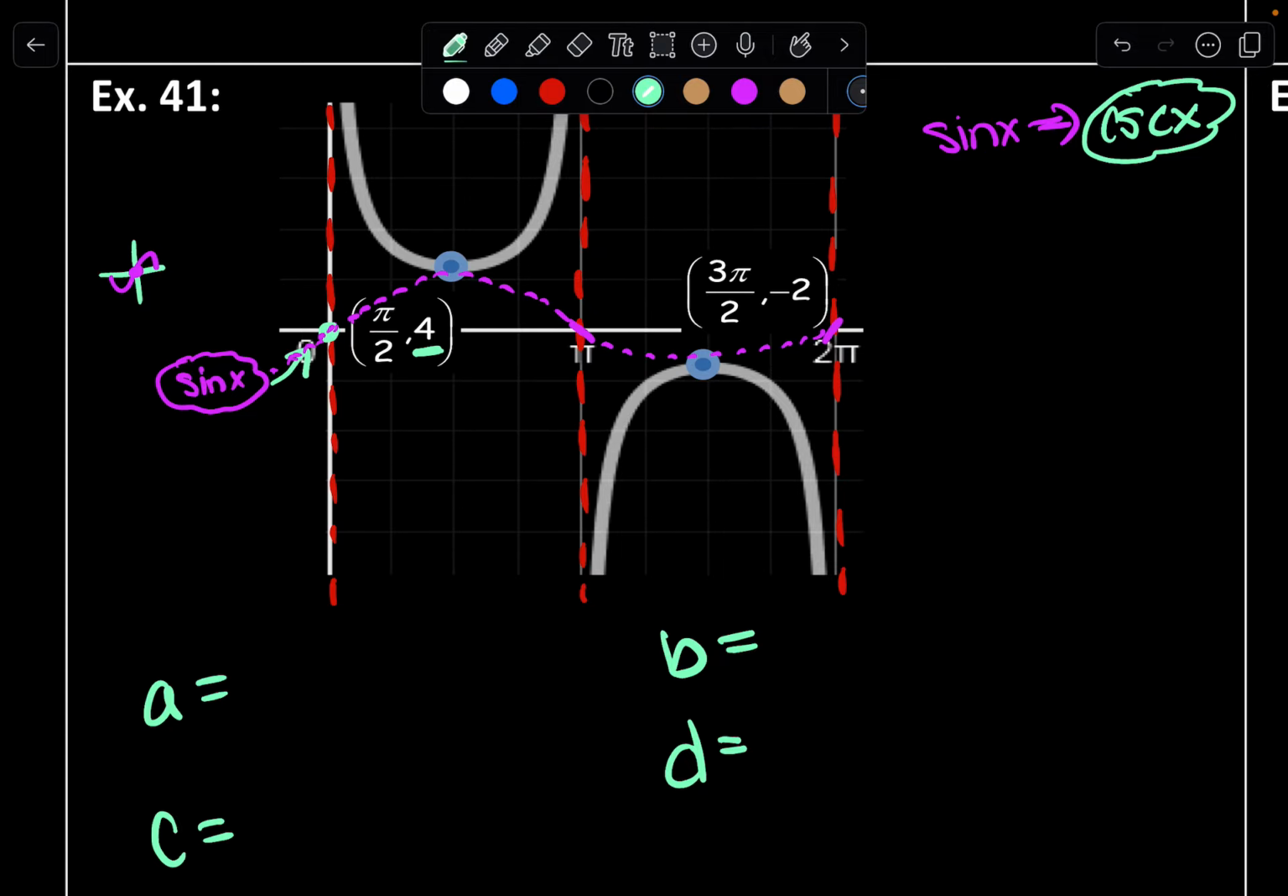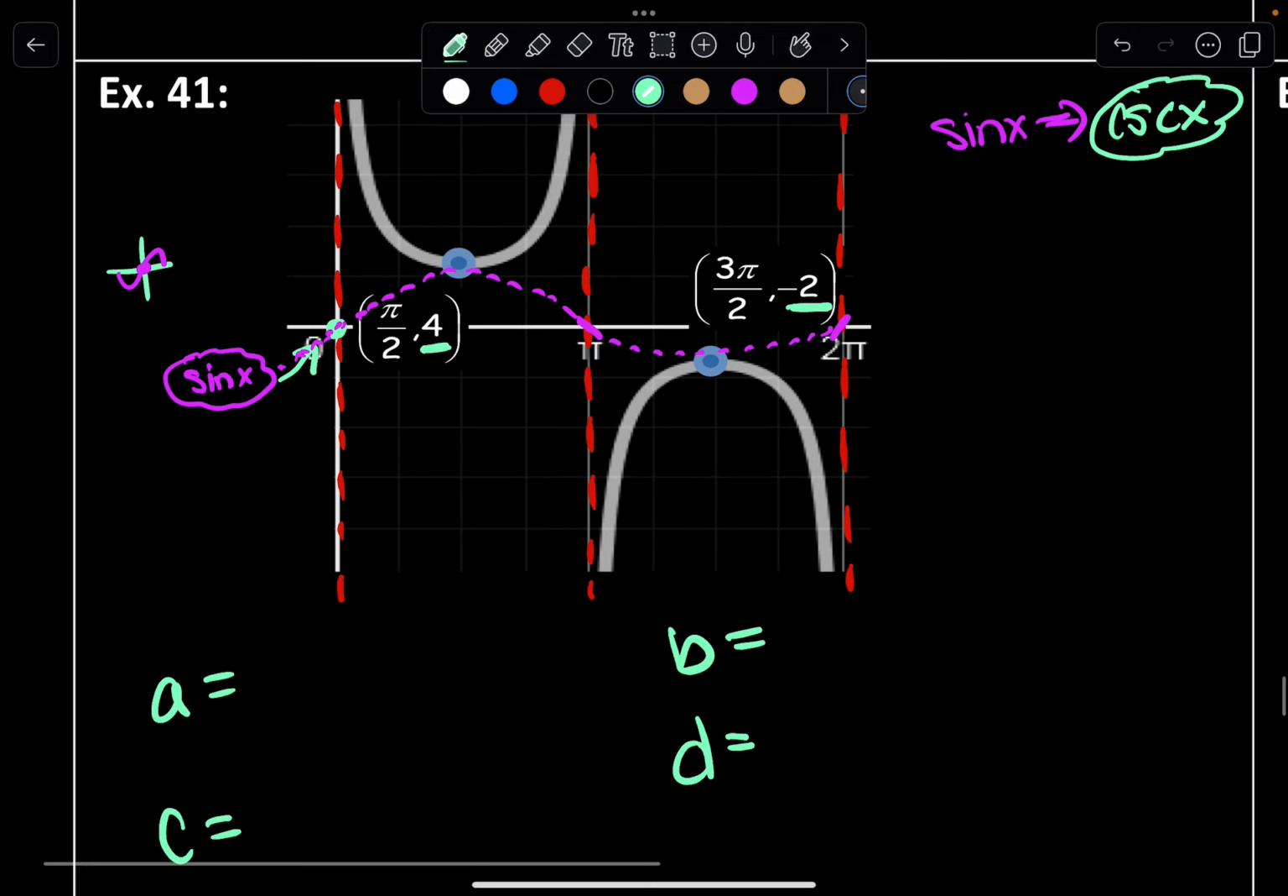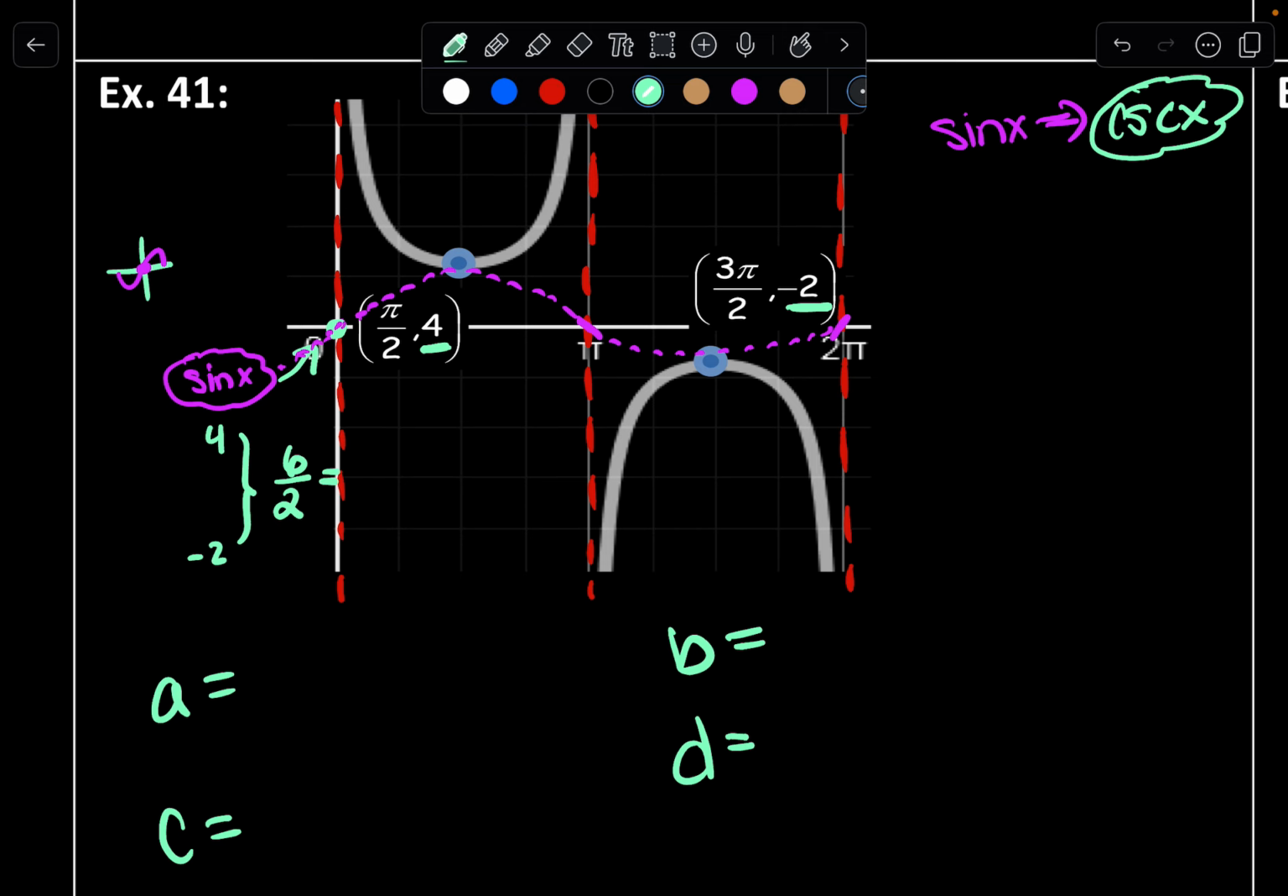I have a 4 and I have a -2. So if I think about that, I'm going from 4 to -2. I need this full distance, which from 4 to -2 is going to be 6. And then I want to divide that by 2 to get my amplitude, which will be 3.